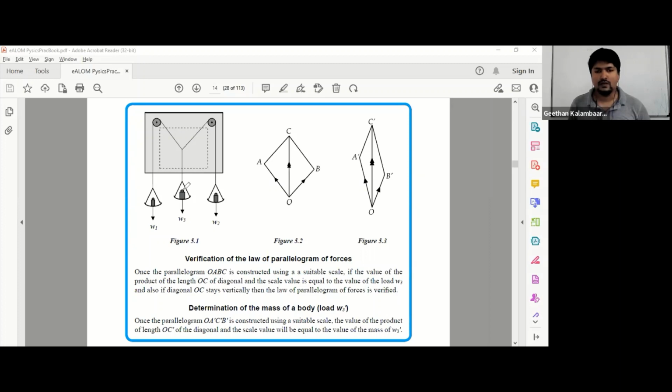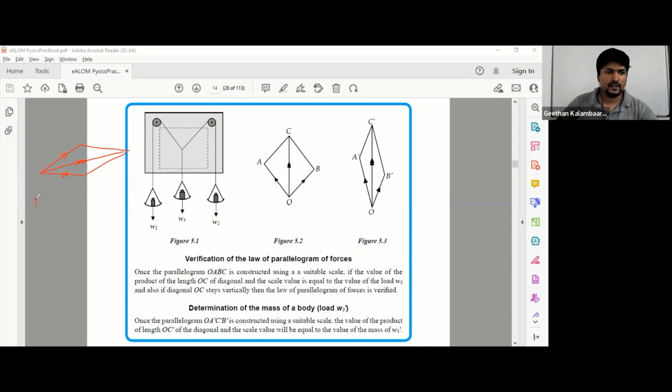Okay, you know what the law of parallelogram vectors is. If you have 2 vectors, or if you have 2 forces, you can find the resultant of those 2 forces by keeping those 2 forces as the 2 adjacent sides of a parallelogram. And once you make the parallelogram, the common diagonal is going to give you the resultant. So this is the concept of law of parallelogram vectors.